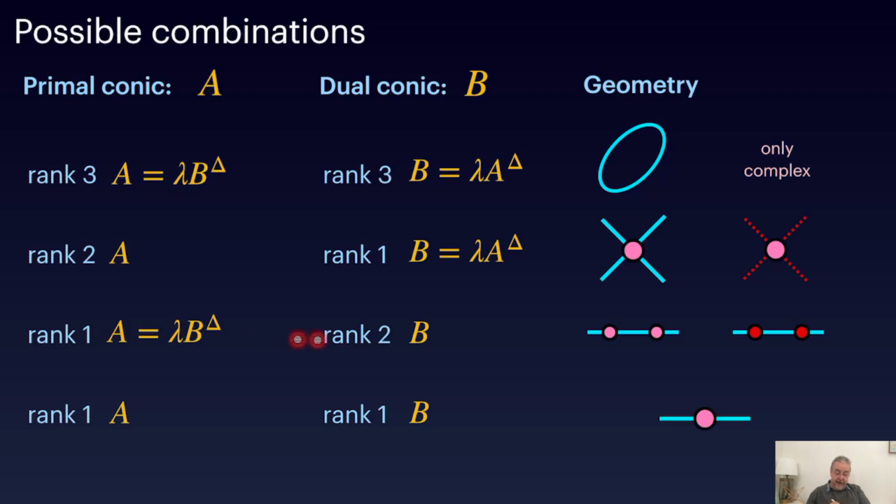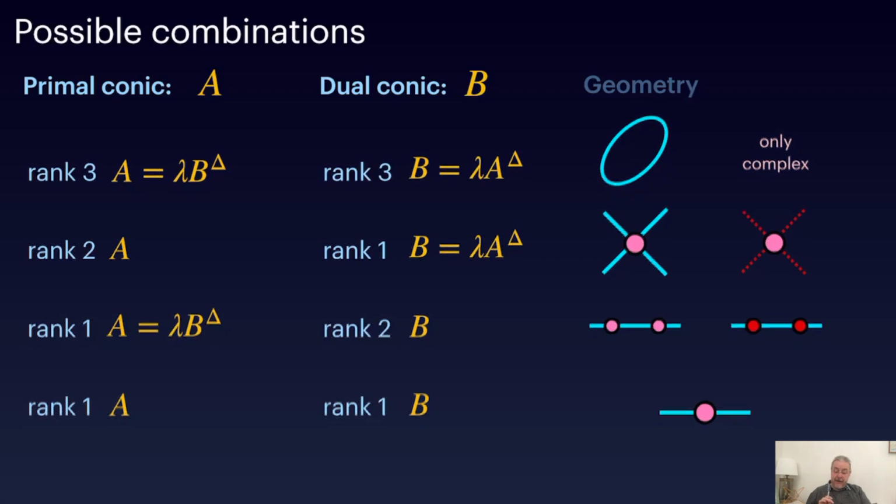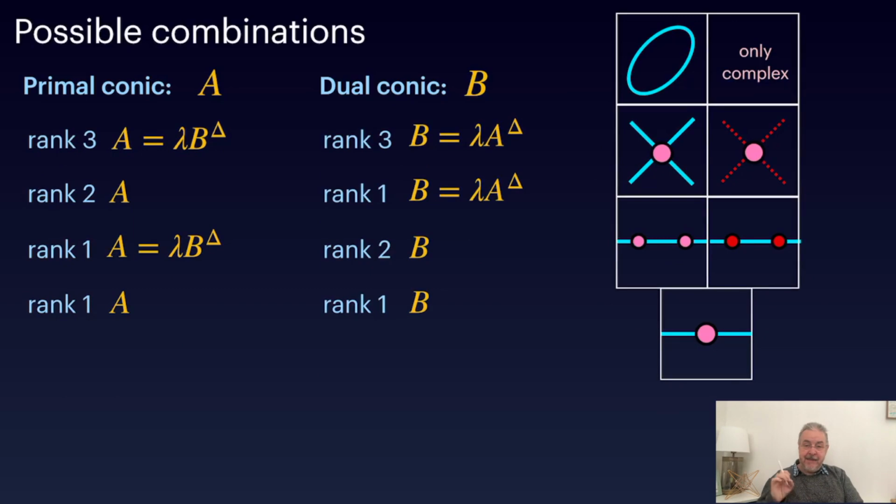Then for this case here, we get this dual situation. We have 2 points which either can be both real or they can be complex conjugates. And in both cases, the line joining them will be again real. And in the last situation, you will get a real point on a real line, both of them double points, respectively double lines. And up to projective equivalence, these are exactly the 7 cases of pairs of primal and dual conics that you can get in the classification of conics.